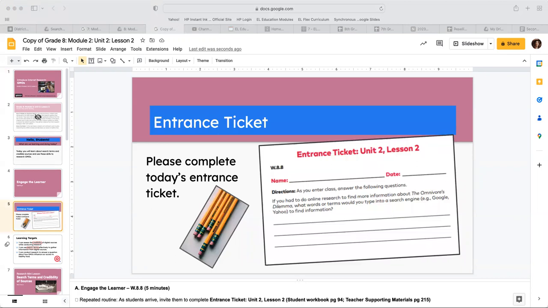All right, guys. So now that you're finished with the entrance ticket, let's go over what you might have written down. You might have written that you would search The Omnivore's Dilemma, which is the title of the book we're reading. You might search Michael Pollan, which is the author. You might search The Secrets Behind What You Eat. You might search Food Rules.